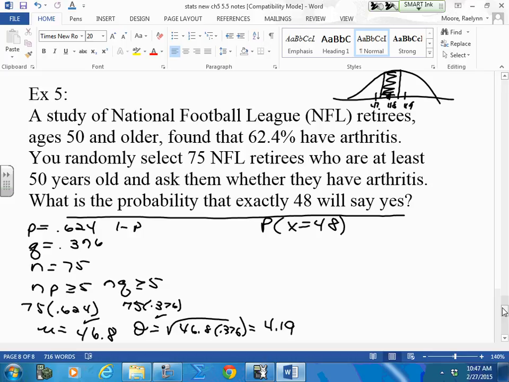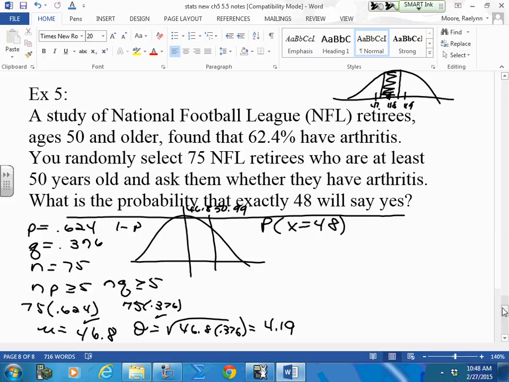Okay. Make your sketch. Your mean is 46.8. Now, I want to go to wherever 48 is going to be located, to the right a little bit. So I'm just going to go one more over and add 4.19. So I'm going to get 50.99. So it's somewhere over there.